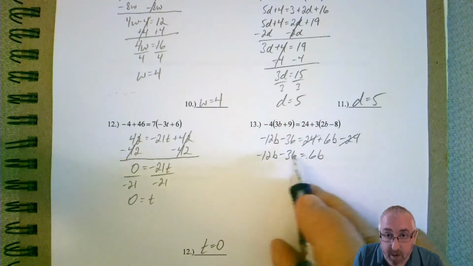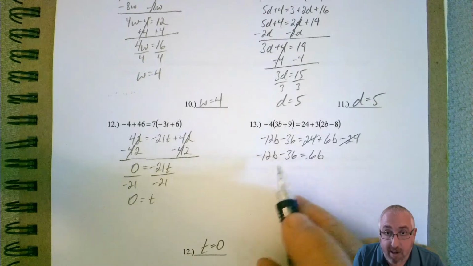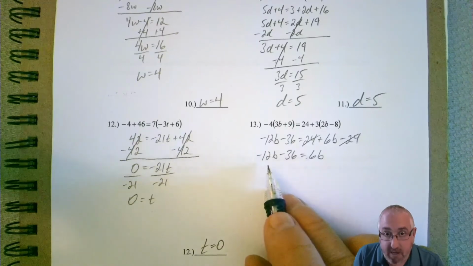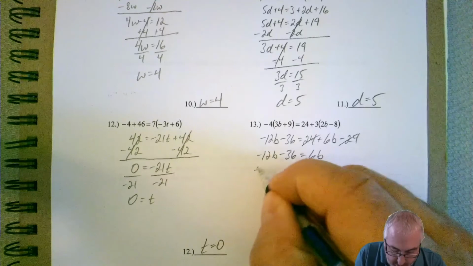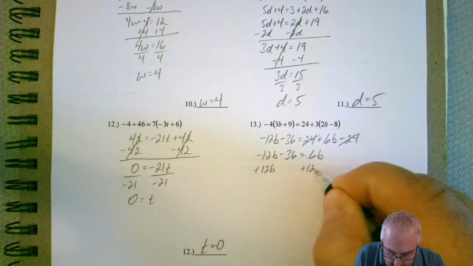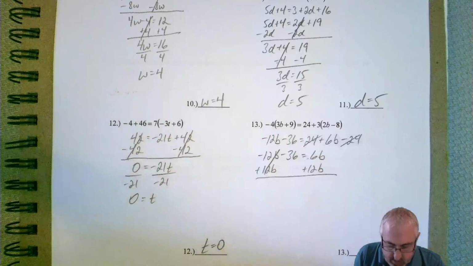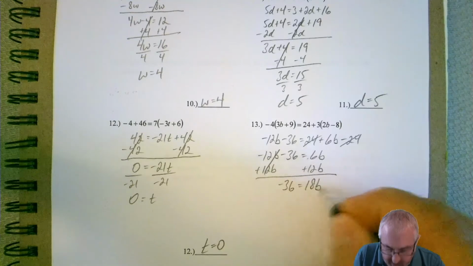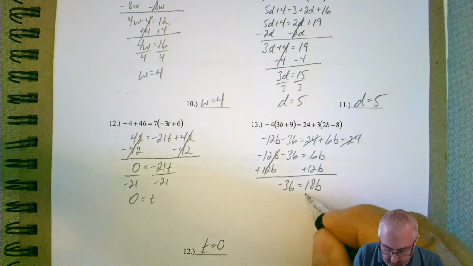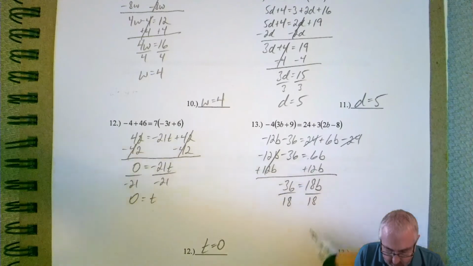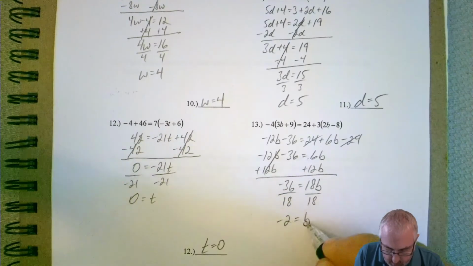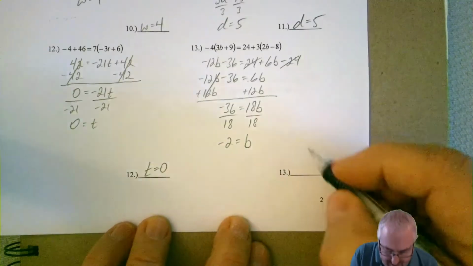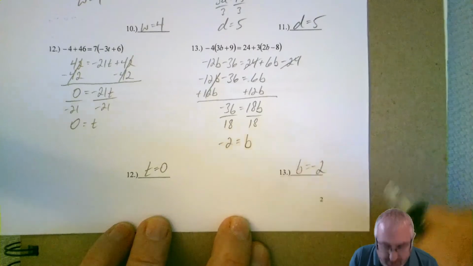Now, because we have numbers on the left-hand side and we got b's on both sides, let's get the b's opposite. So we're going to want to move this minus 12b to the other side. So we're going to want to add that, which cancels those out. Still left with a negative 36, and now we have a positive 18b. So now we can get rid of the 18, and that's going to give you a negative 2. So b should be negative 2. So b equals negative 2.